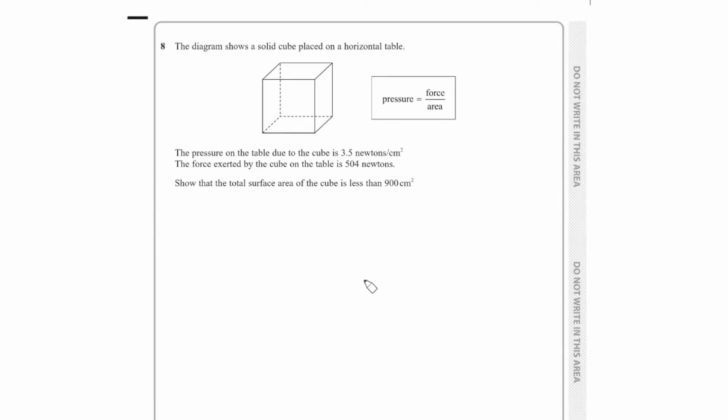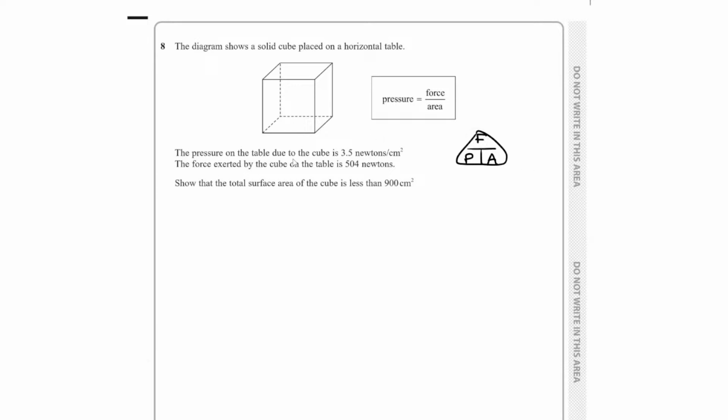Okay, question 8. The diagram shows a solid cube placed on a horizontal table. I don't know if you know this, you don't need to memorize the pressure, force, area formula because they will give it to you. The one you do need to memorize is density, mass, volume. That one they don't give to you for whatever reason. So they've given us this. You can put it into a formula triangle if we need to rearrange in the end.